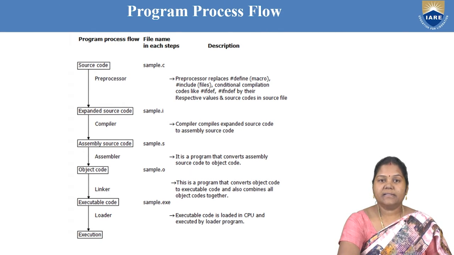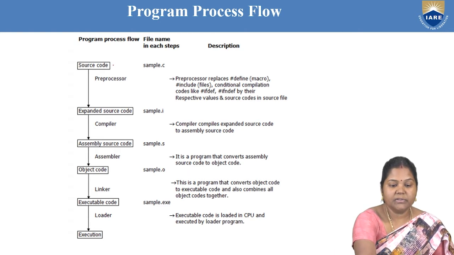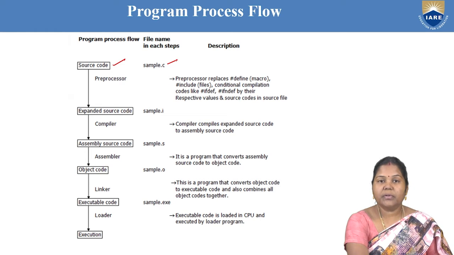Next, let us understand the program process flow. Whenever you write a C program, until its execution, what are the processes that go on inside? Suppose you have written the source code called sample.c. Then that source code is first pre-processed by the preprocessor.